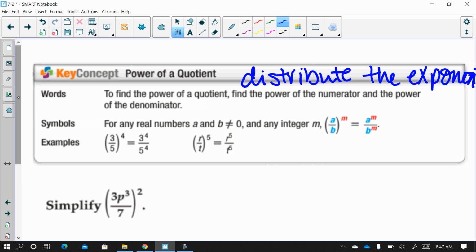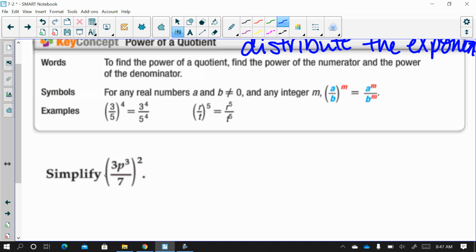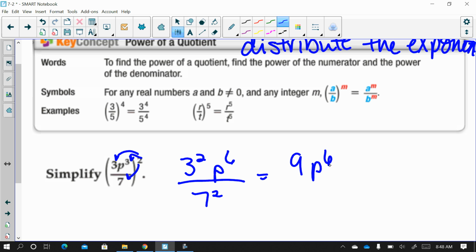So let's look at an example. 3p cubed over 7, well, the squared goes to everything, top and bottom. So it turns into 3 squared, p to the, remember, power to power, we multiply, so 3 times 2 is 6, over 7 squared. We can simplify a little bit more. 3 squared is the same thing as 9. 7 squared is 49. So 9p to the 6 over 49.